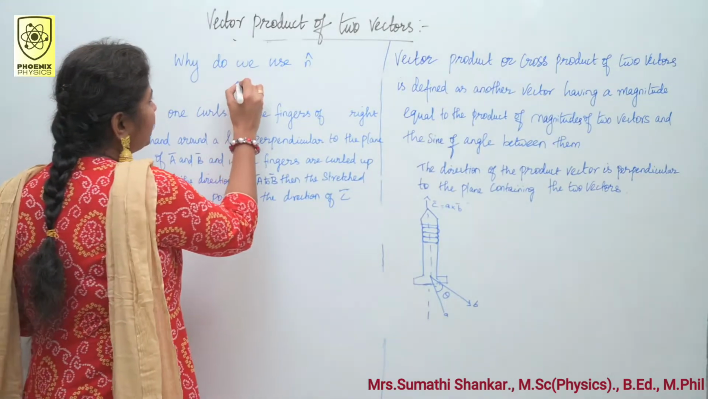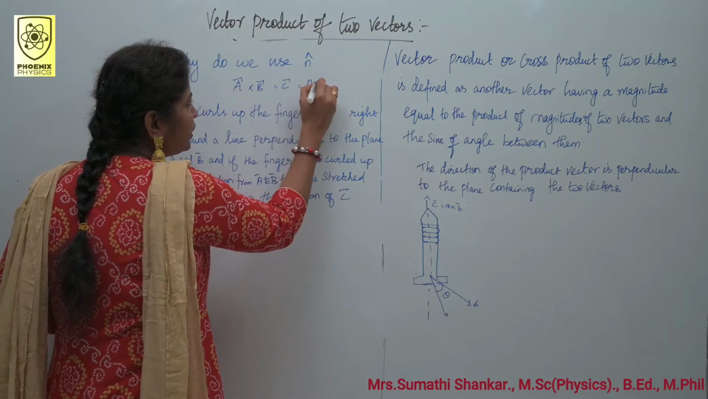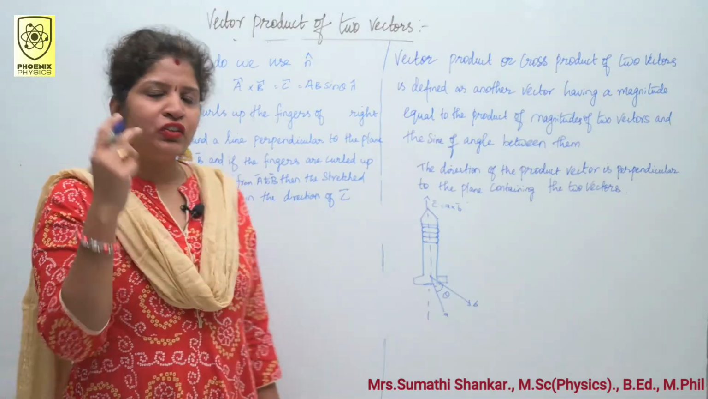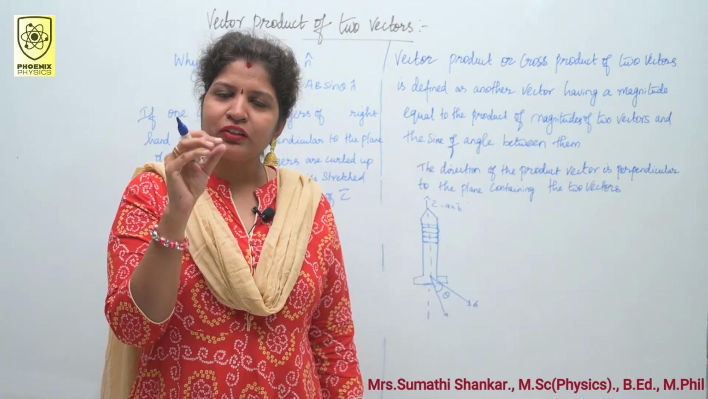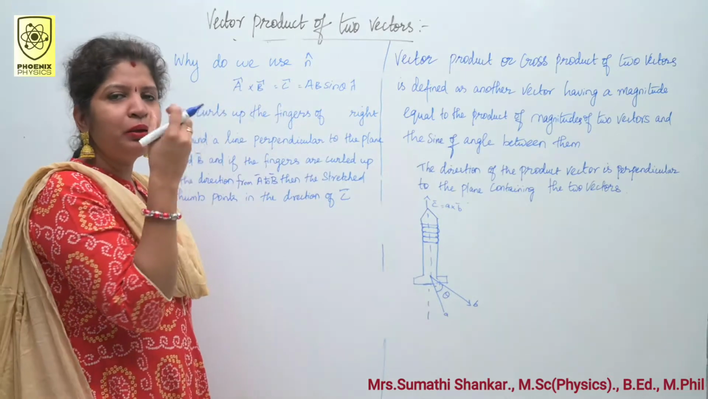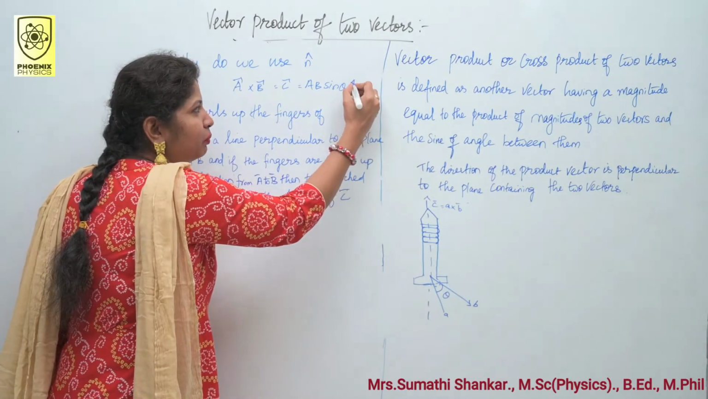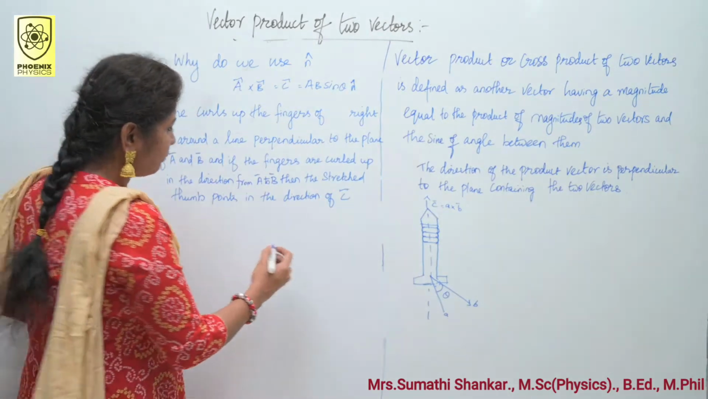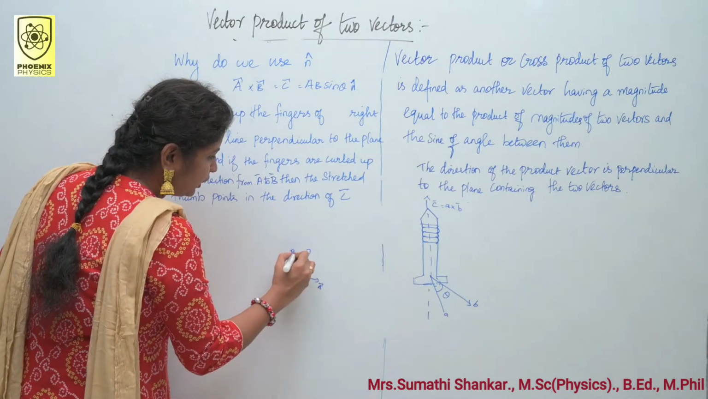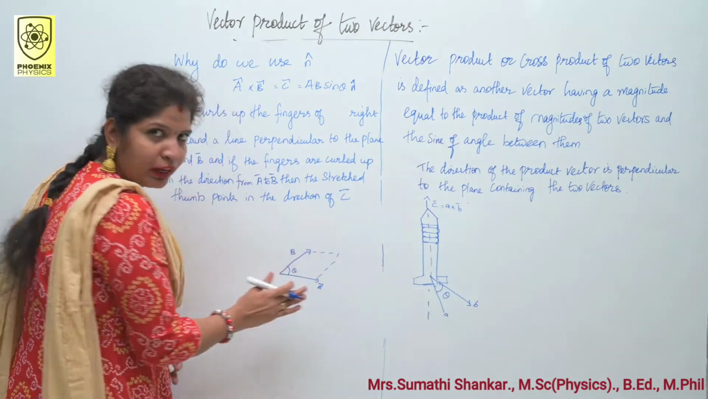You know the formula A cross B is equal to C vector, that is AB sin theta n cap. A cross B gives C vector. So you know that a vector has magnitude and direction. AB sin theta gives the magnitude. Then what about direction? The unit vector n cap gives the direction. For example, this is my A vector and this is my B vector. It makes an angle theta. So complete the diagram like this. So it is a plane, right?